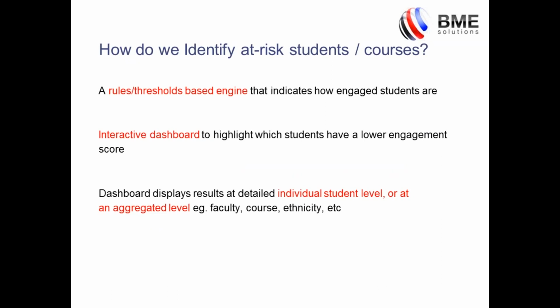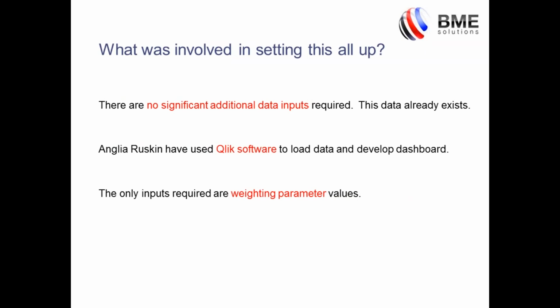Then we need to work out how we identify at-risk students, and that's done via rules of a threshold-based engine. It indicates how engaged students are. That is then displayed in an interactive dashboard to show personal tutors or student services or anybody at the university which students have a lower engagement score. And the dashboard, very importantly, displays results either at an individual student level or at an aggregated level. So the information could be seen by course, by faculty, by age band, etc.